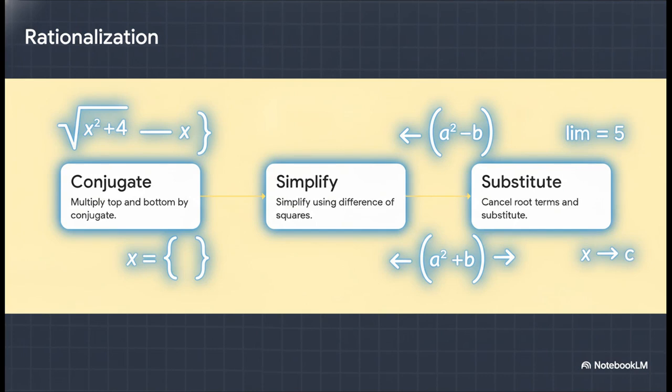You're going to trigger this maneuver when your expression contains a square root, and direct substitution still gives you that 0 over 0 form. The real trick here is to multiply both the numerator and the denominator by the conjugate of the radical term. What this does is create a difference of squares that cleanly removes the root, allowing you to easily cancel and substitute.